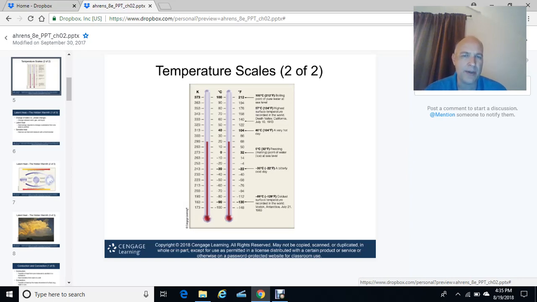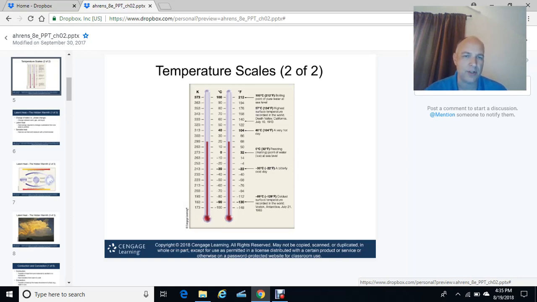And then a bitterly cold day, for example in the wintertime, might be as low as negative 30 Celsius or negative 22 degrees Fahrenheit. And finally, the coldest surface temperature ever recorded in the world belongs to Vostok, Antarctica, July 21st, 1983.